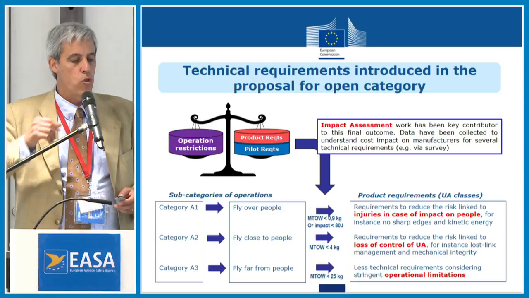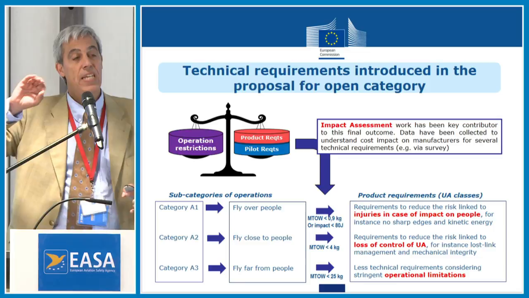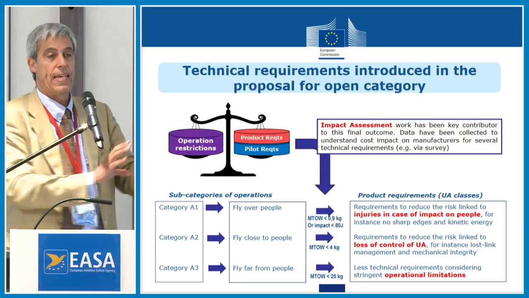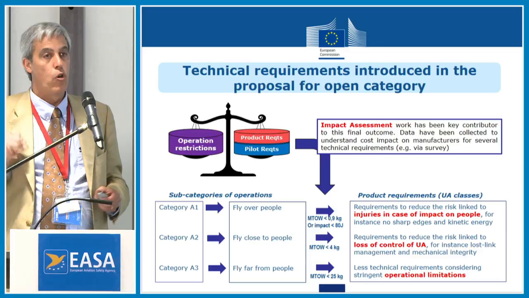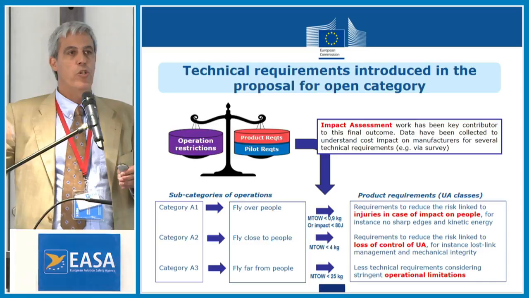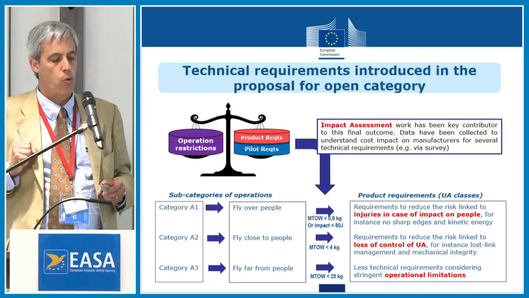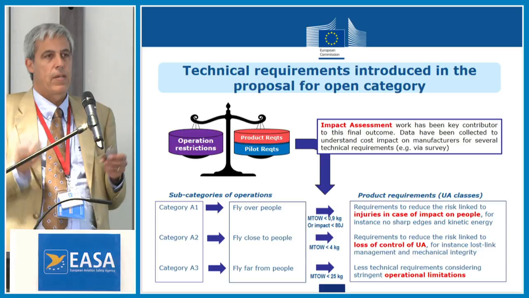Now, for the class where we ask to stay at a safety distance from people, there again, we have limited the weight of the drones that can do that. But of course, what is important is to ensure that people can effectively, technically stay at that safe distance. So the focus was on mitigating the loss of control. If you are flying at 20 meters, you need to be sure that you can maintain this 20-meter safety distance. And for instance, there are requirements like loss link management or mechanical integrity, which allows you to stay the master of your drone.